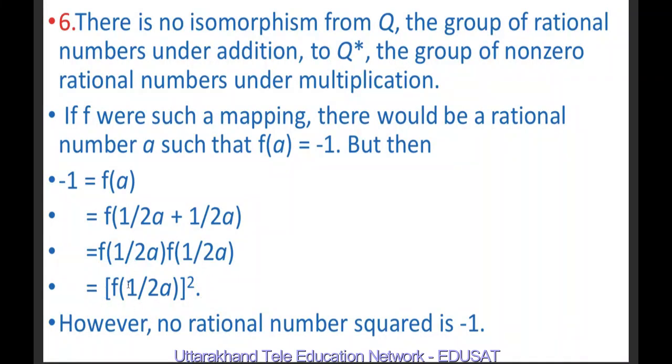But the square of any number, any rational number in fact, is never -1. This is only possible in the case of imaginary numbers or complex numbers. So in the case of rational numbers, the square of any rational number can never be -1. So no rational number squared is -1. So there is no isomorphism from the group of rational numbers under addition to the group of non-zero rational numbers under multiplication, because we have shown that this is not possible.